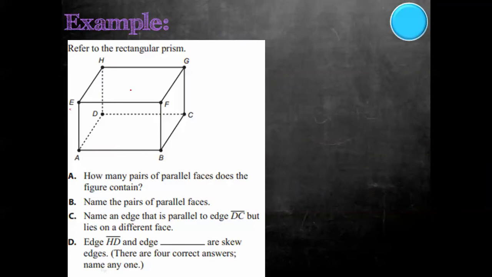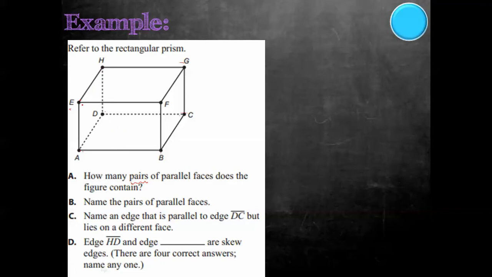Here we're going to refer to this rectangular prism. How many pairs of parallel faces does the figure contain? A pair is two. Parallel faces is the same as parallel planes. Let's look at this bottom, ABCD. ABCD is parallel to EFGH. So that's one pair of parallel faces.